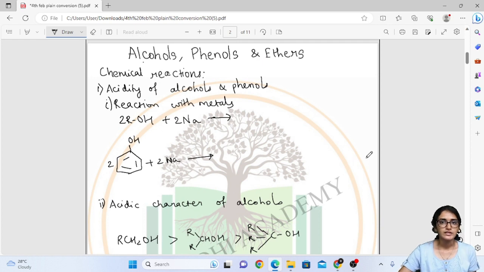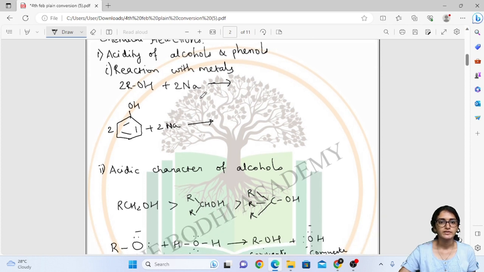So far we have seen about the nomenclature, about the preparation, about their physical properties. Today we will be studying the chemical reactions of alcohols, phenols and ethers. First we will start with the acidity of alcohols and phenols. The first reaction in that is reaction with metals. When alcohols or phenols react with metals, what do we get?